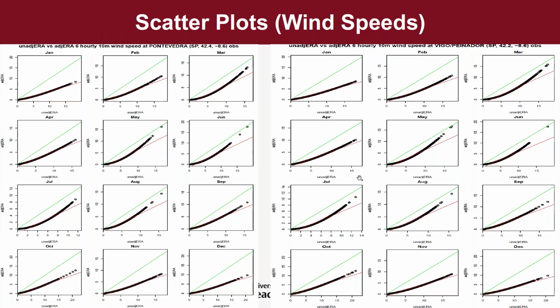Now looking at how the unadjusted and the adjusted ERA interim look for some other sites in Spain. So this is Pontevedra in the northwest of Spain and Vigo again.